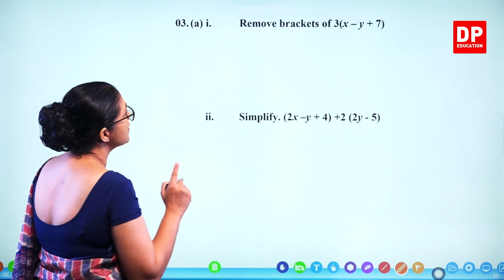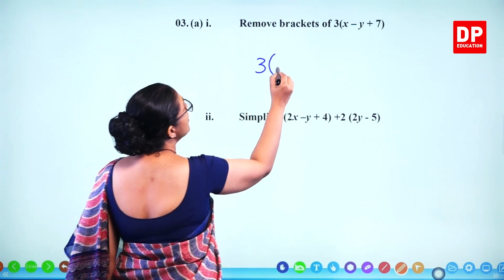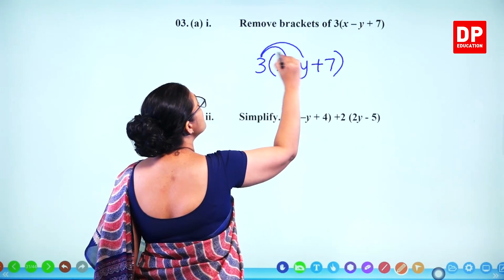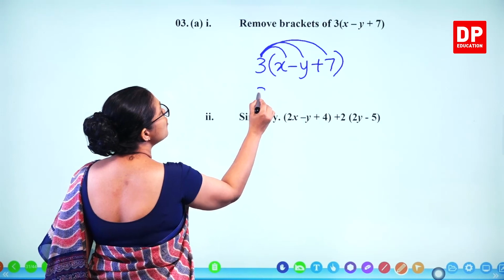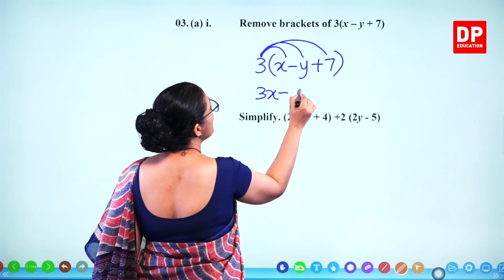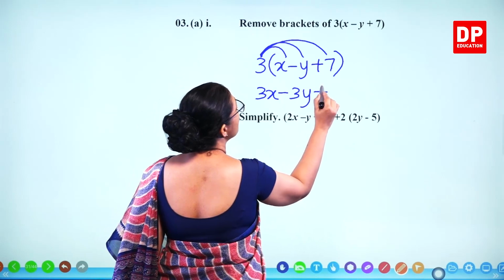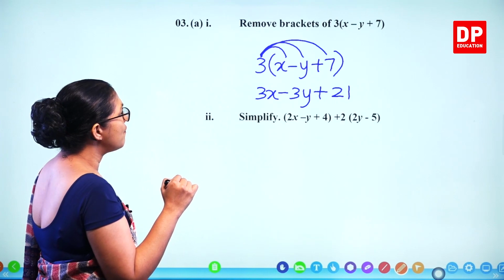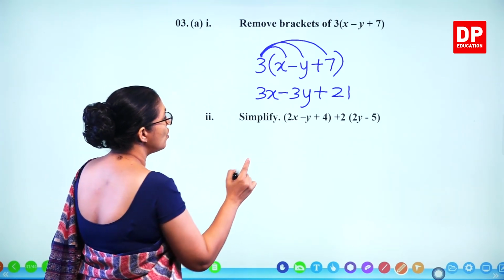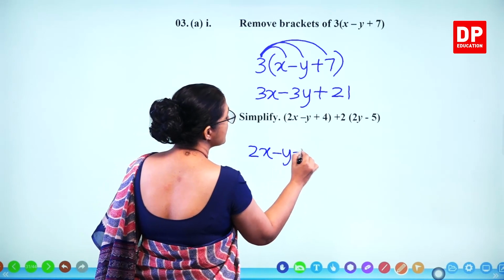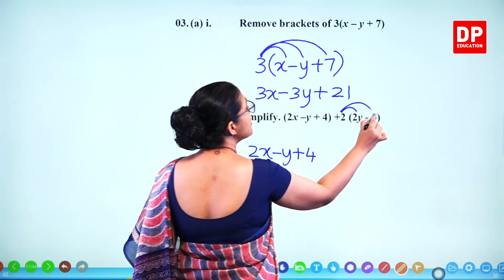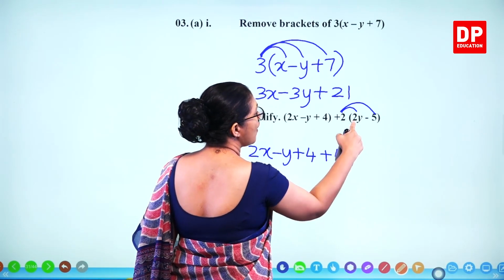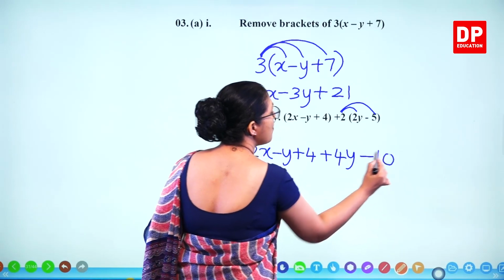Remove brackets of this. So first remove. That means you have to multiply all the inside terms by the outside number. 3 into x, 3x, 3 into minus y, minus 3y, 3 into 7, that's 21. Now simplify. First you have to open brackets. So that means again multiply by the outside number. 2 times 2, 4, you get y here. 2 times minus 5, minus 10.